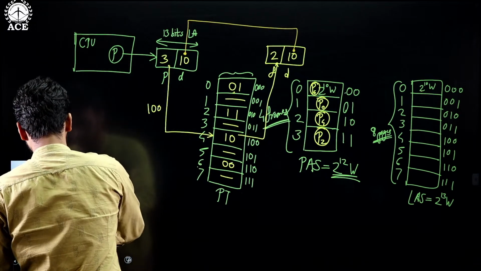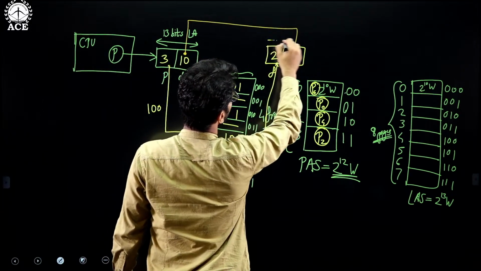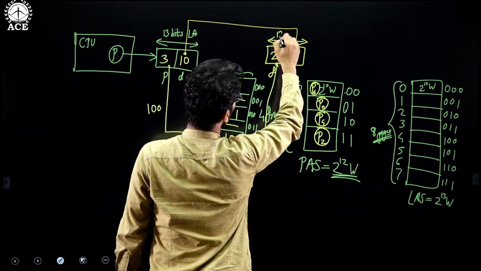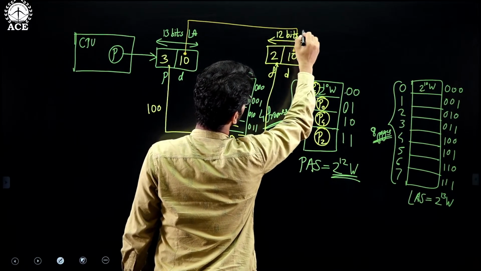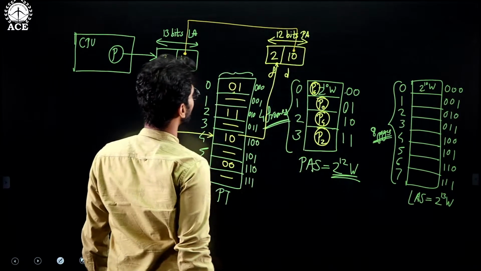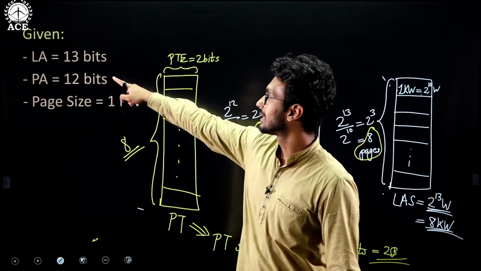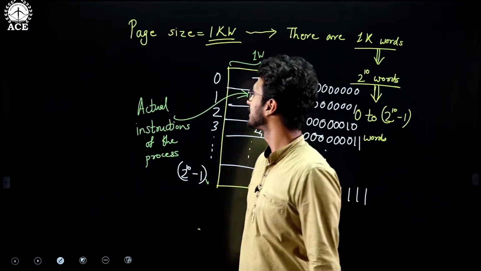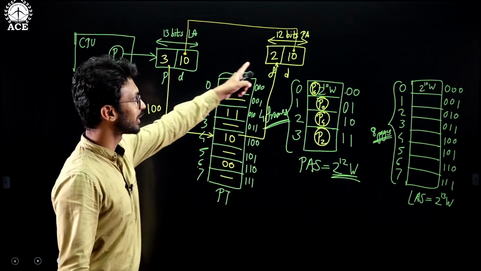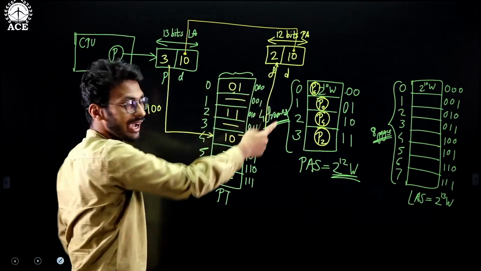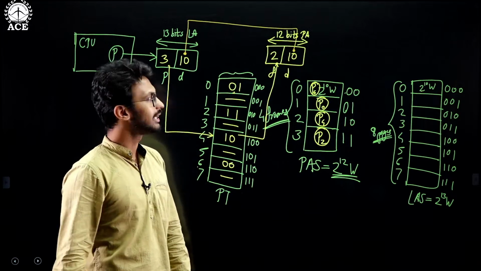If you observe this one, what is this? This is 12 bits physical address. Just have a look at this one. Logical address 13 bits, 12 bits physical address. You saw the conversion, how it happened. This is how it happens. This is the entire working.